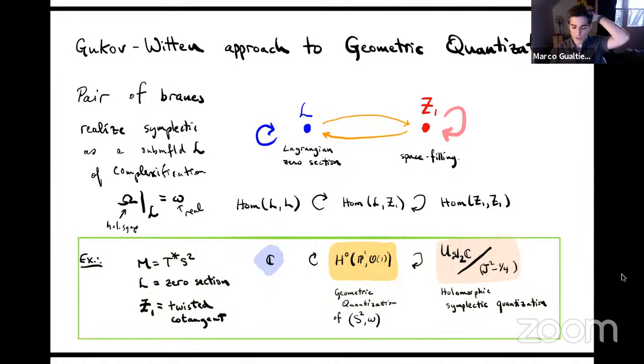Okay, and so once you are in this situation where you have an A model and you have two branes, then you could produce two algebras and a bimodule between them. You could take the endomorphisms of this brane, open strings from L to L, you could take open strings from Z to Z, or you could take Homs between them. So now you use the categorical structure on the A-branes to produce a vector space and two algebras acting on the vector space.